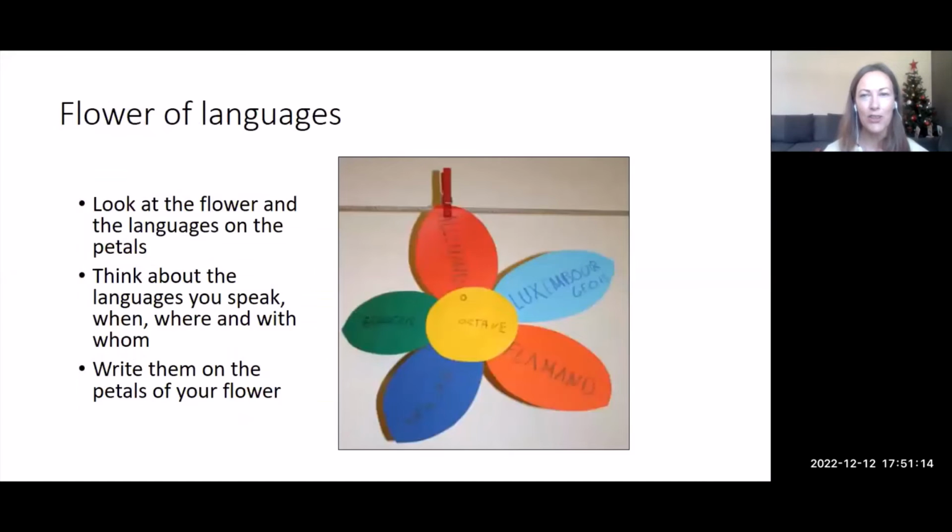So here is number one. This activity is called Flower of Languages. And this is what we ask the children to do. It's a fun craft activity as well as valuing all languages. First of all, they take a circle of card and they write their name on it. That's the middle of the flower. And you can see here that this student was called Octave.